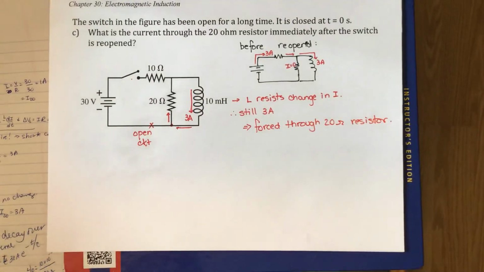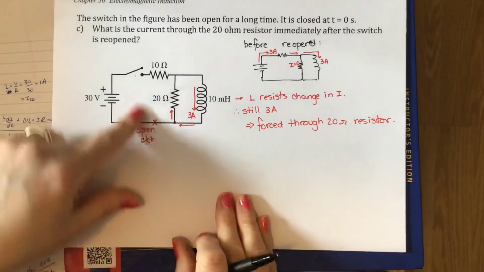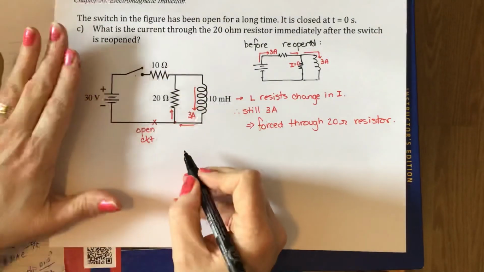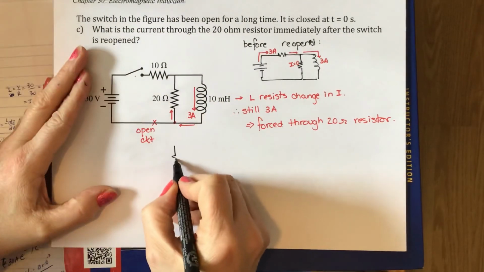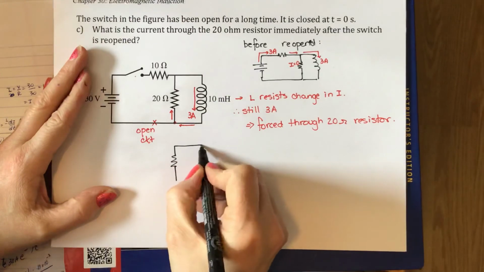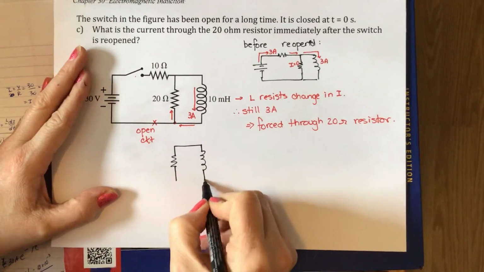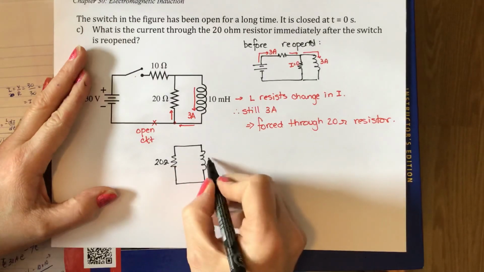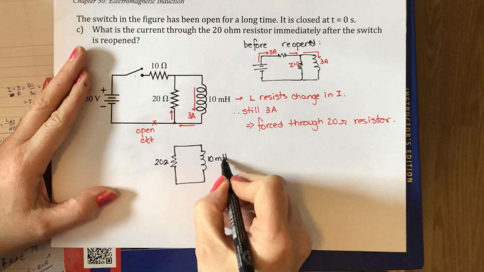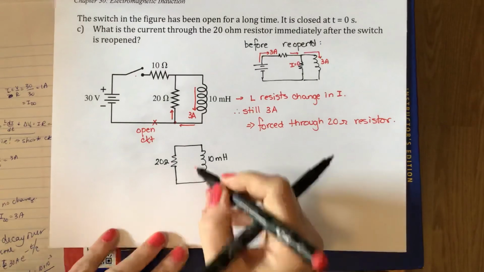And if it helped you to see it, we could draw that branch again. We could draw this, but we could leave off the open circuit part. So as soon as that's broken, it's like this is not even connected. So the equivalent circuit right after we've reopened the switch looks like this, with a 3 amp current coming around.